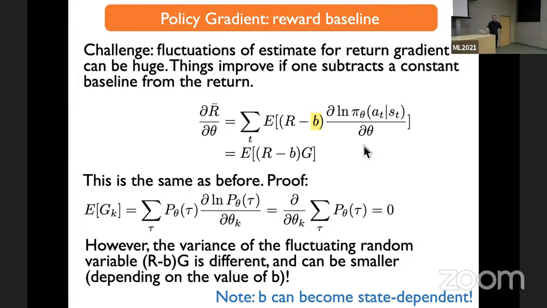Okay, that makes sense. So basically what you're doing is reducing the total absolute value of everything, to have a smaller variance with the same estimate. Okay, yeah, that makes sense. Thank you very much. You're welcome. Okay, thank you.